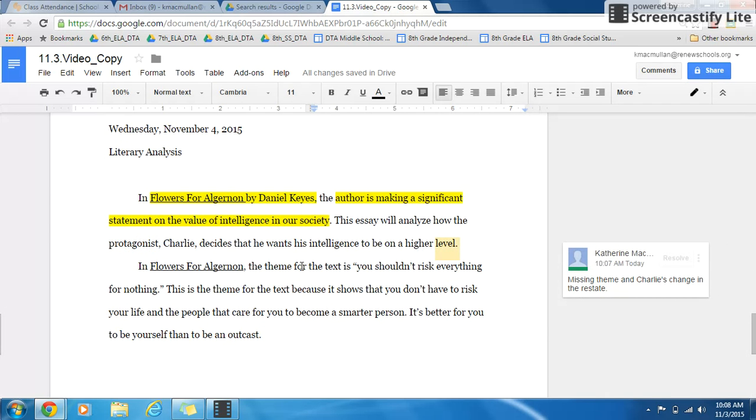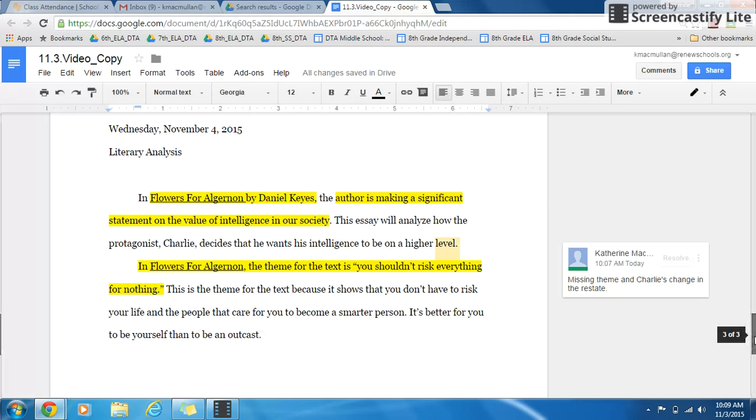In Flowers for Algernon, the theme for the text is you shouldn't risk everything for nothing. So that's great. That has our theme. Excellent. This is the theme for the text because it shows that you don't have to risk your life and the people that you care for to become a smarter person. It's better for you to be yourself than an outcast. So I like that this addresses that you don't have to risk your life for the people you care about for you to become a smarter person. But I really need this to talk a lot more about who are you talking about? How does Charlie show this theme, and what evidence are you using?